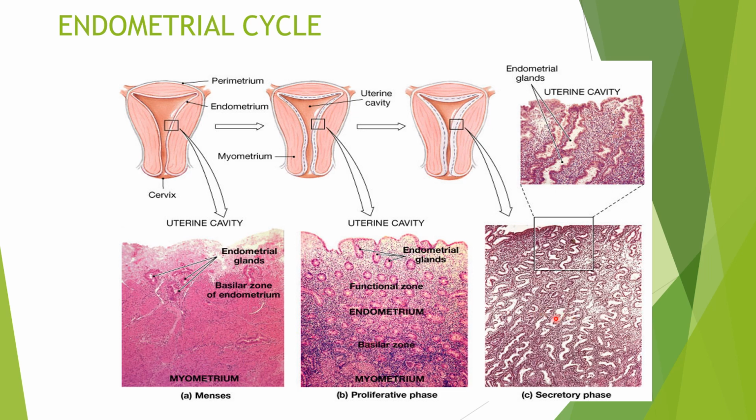And in this phase, the secretory phase, you can appreciate that the glands are now corkscrew shaped. They have sacculated wide lumina and their stroma is edematous, and its cells contain a large number of glycogen, and this stroma is highly cellular, so it is ready to accept the embryo for implantation.